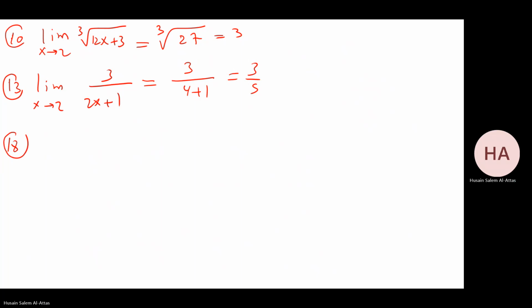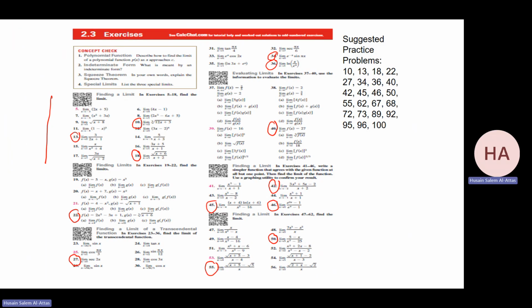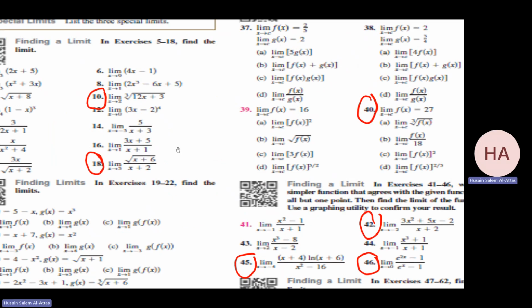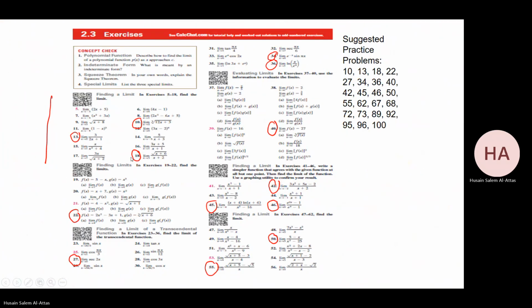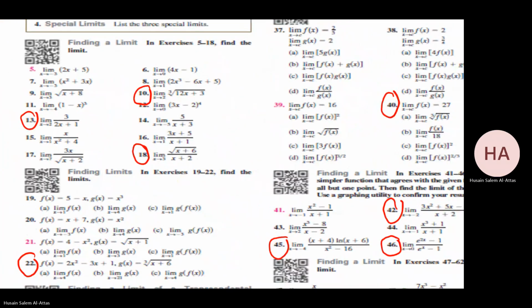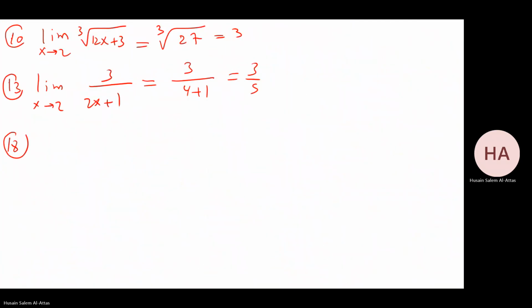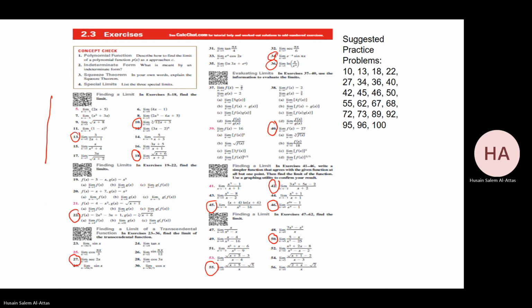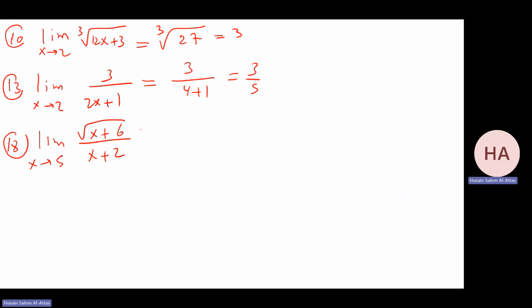18. What's the idea? Same thing, it's only substitution. The limit as x goes to 5 of the square root of x plus 6 over x plus 2. Yeah, that will not make any problem. Just substitute, so it will be square root of 11 over 7.